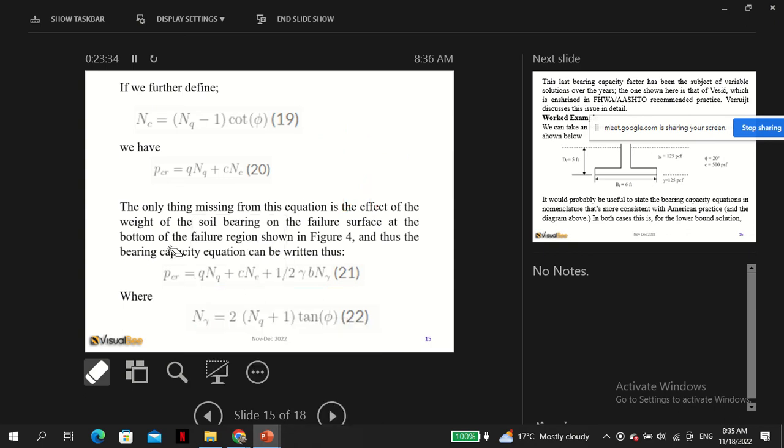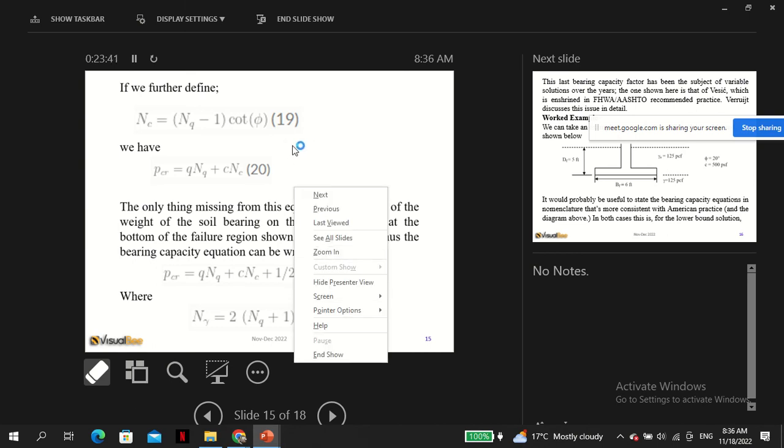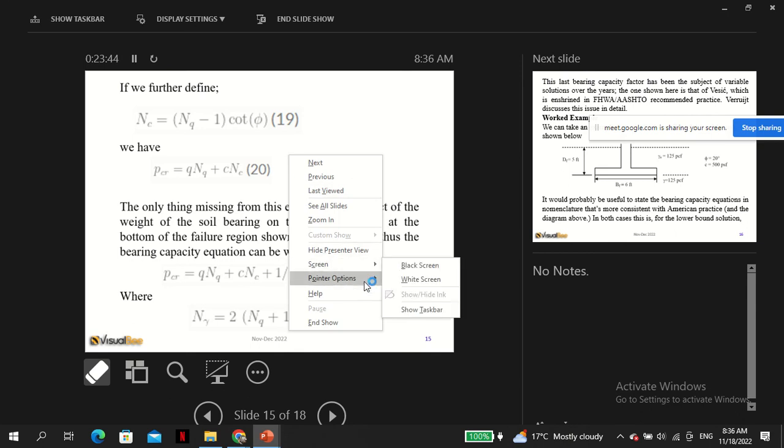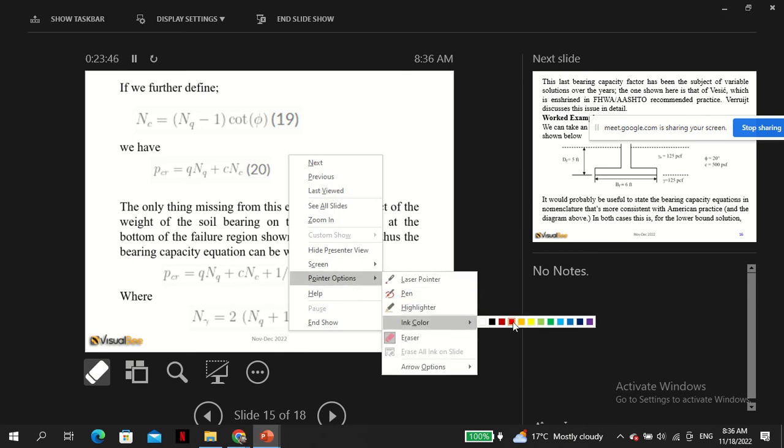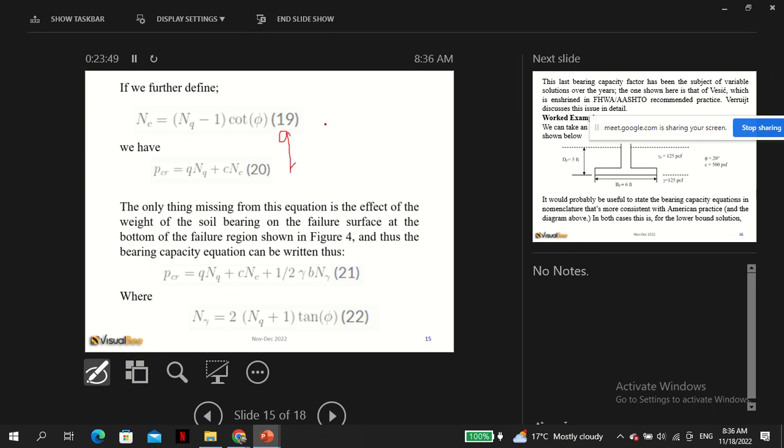Once you remember this formula, the details of q: q is the overburden. q is gamma times Df, and Df is this. Please, you can stop me if you don't understand, that's why we are here. So that's the value of Df.